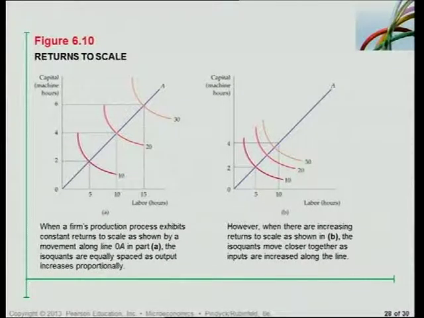Now if you look at the B diagram, if there are increasing returns to scale, I won't ask you to draw it, but you must be able to identify it. When there are increasing returns to scale, you will see the isoquants are closer together as your inputs increase along the line. So this is the main difference between constant returns to scale and increasing returns to scale: as your input increases, what happens with your output, what is the proportional change.